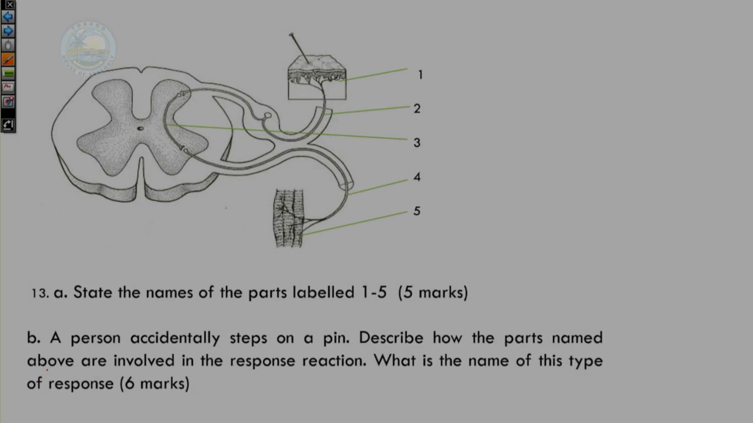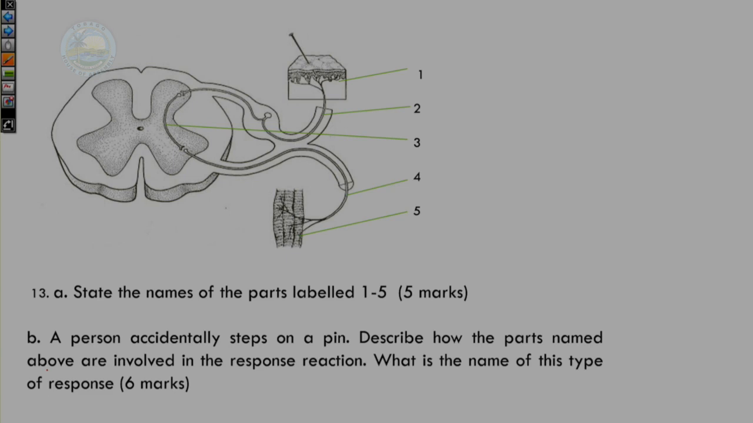So here are some short answer questions that you can attempt. Part A, state the names of the parts labeled 1 to 5. So we have the labels there, and this, of course, is part of your nervous system, and I will give you a few minutes to come up with your answers. So you can pause the video now and then restart when you're ready.